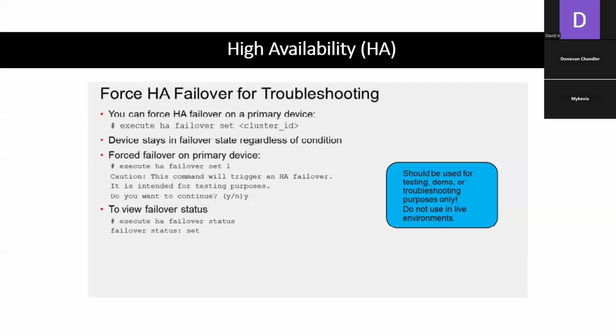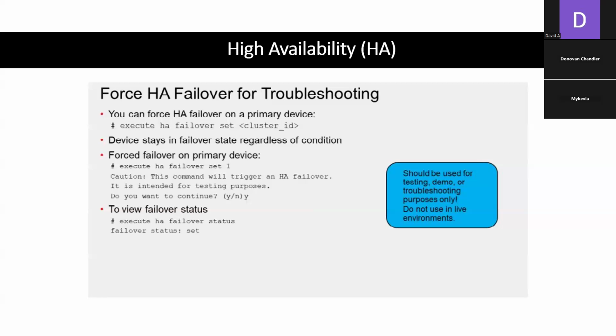All right. You know what? I'm not gonna take too much time. We'll go ahead and go over it tomorrow, because I know for a fact if I get in the CLI, I'll be able to show you guys. But yes, if you want to execute a failover, execute HA failover set, and then the cluster ID or the group ID, right?